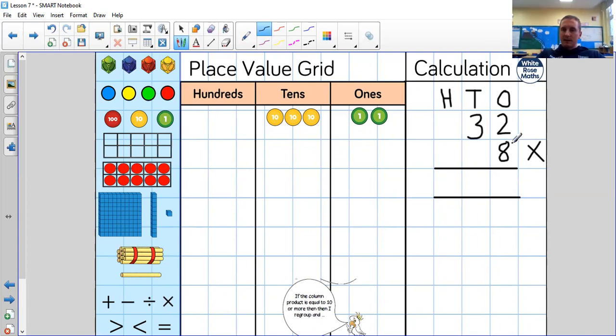Okay, let's go through this one together. So ones column, let's start here. What are 2 times 8? 2 8s or 8 2s. We know that that is 16. So let's get that in. 2 8s or 8 2s, 16. So how are we going to write that in? Well, that's 6 1s and a 10 that we're going to add on at the bottom.